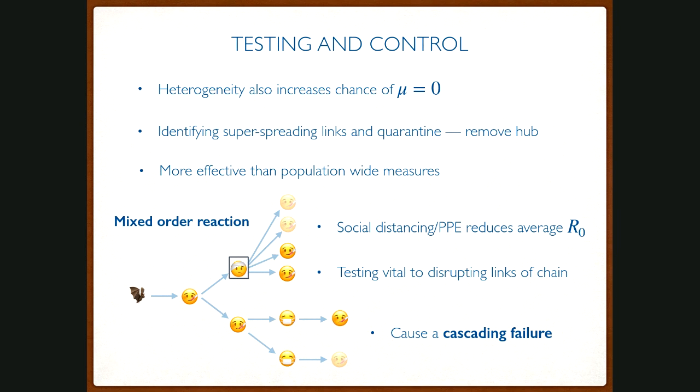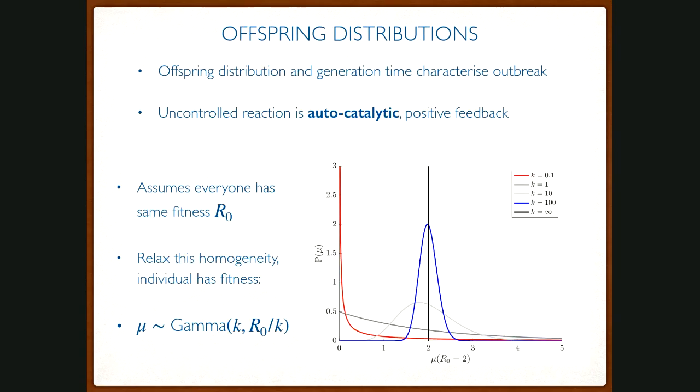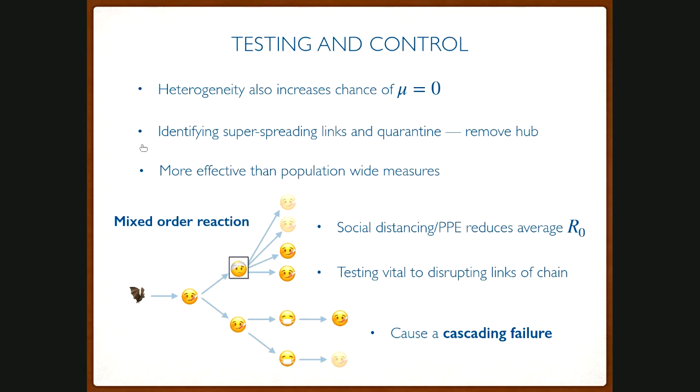So another key takeaway, as with all of the models I've spoken about before, is what this tells us about testing and particularly about control. An interesting point with heterogeneity in this case, which is having a smaller k in the offspring distributions, is that there was an increase in the probability of infecting no people. And that's very important.